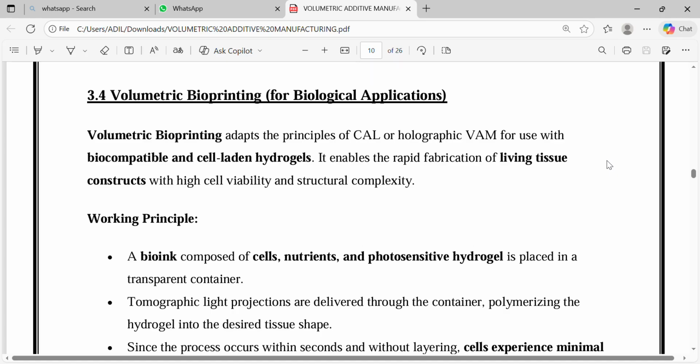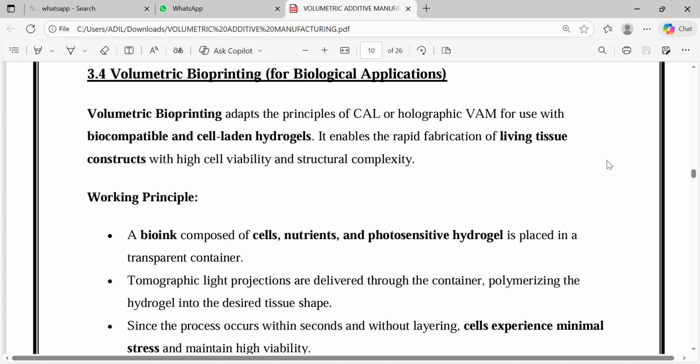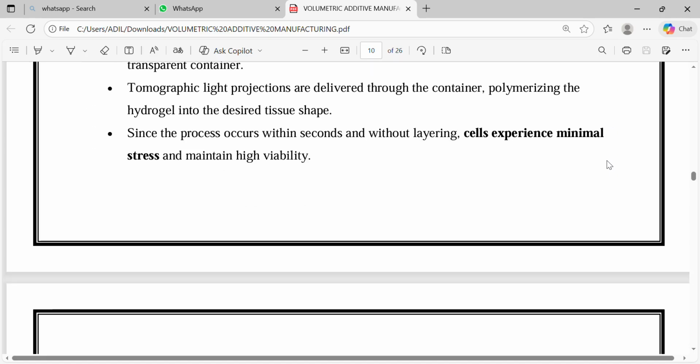Now we will discuss the working principle of volumetric bioprinting. A bioink composed of cells, nutrients, and photosensitive hydrogel is placed in a transparent container. Tomographic light projections are delivered through the container, polymerizing the hydrogel into the desired tissue shape. Since the process occurs within seconds and without layering, cells experience minimal stress and maintain high viability.